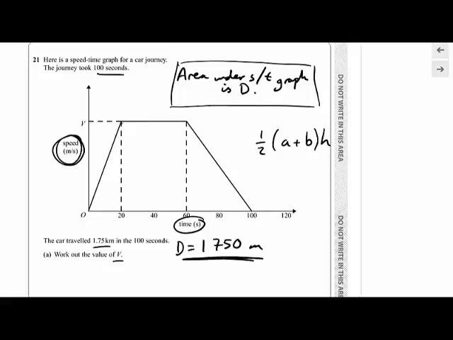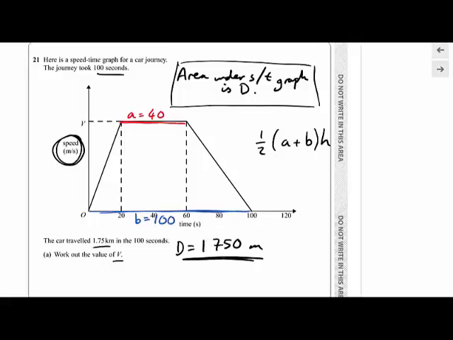Well, a is that length there, which is this length down here, isn't it? So it's the difference between 60 and 20, which is 40. And then b is this length across here. So this is b, and this is a equals that. B will equal that length along there, which is just 100.